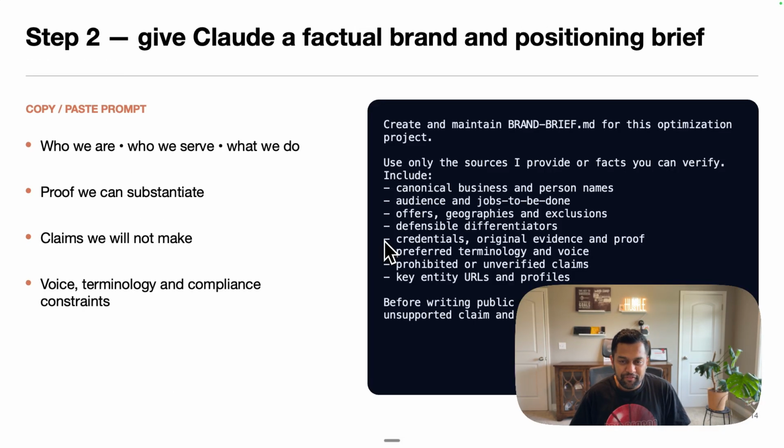So in terms of something that you can try out, you should give Claude a factual brand and positioning brief. You can create a brief based on this prompt that you can see: create and maintain a brand-brief.md file for this optimization project. And then you can list down those parameters, right? You can separate facts from aspirations, list credentials and case studies. If you already maintain a brand guide, product documentation, or an about page, point Claude to those sources. That's how you can provide additional context.